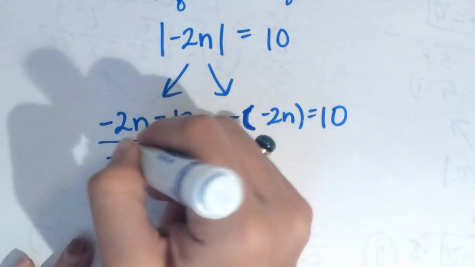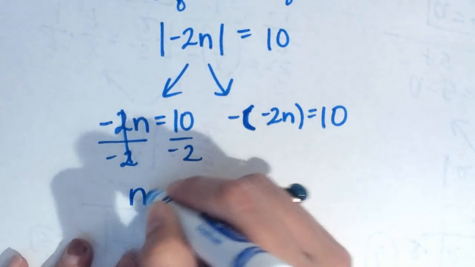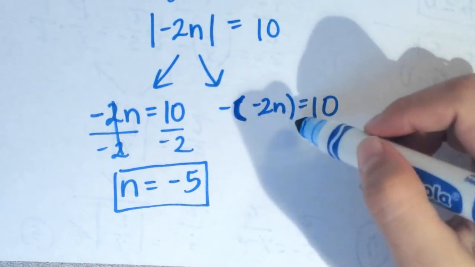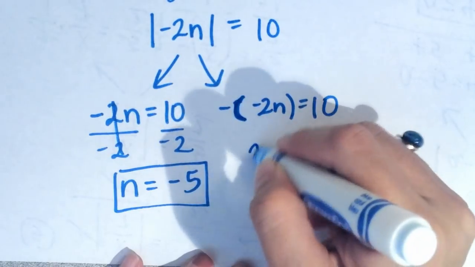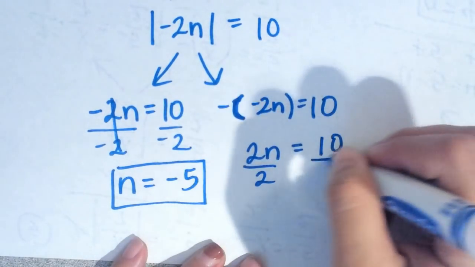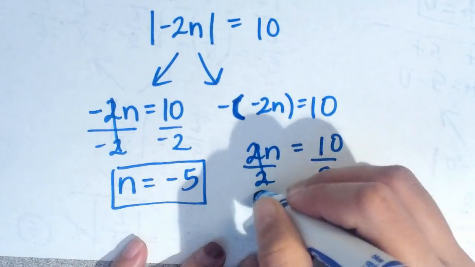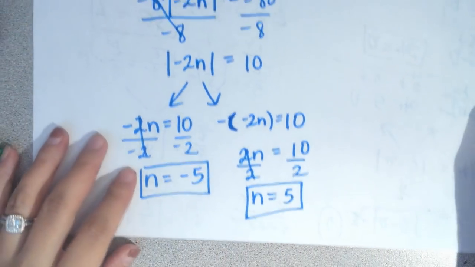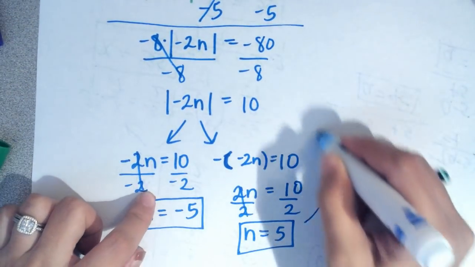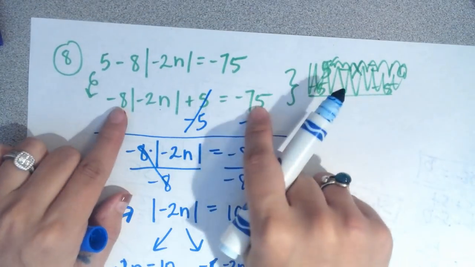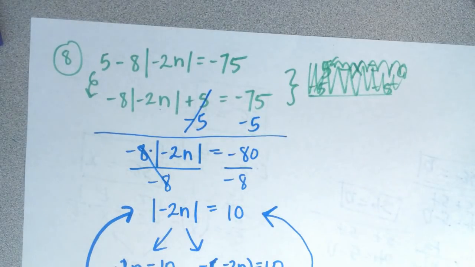And so here I'm going to divide by negative 2. So n equals negative 5. And then a negative times a negative is a positive, right? So this will be 2n equals 10. Divided by 2, so n equals positive 5. You guys, if you're not sure about something, you can always go back. You can check here, plug both numbers in, or you can even go back to the beginning equation, plug in your n, and check there to make sure you got it right.